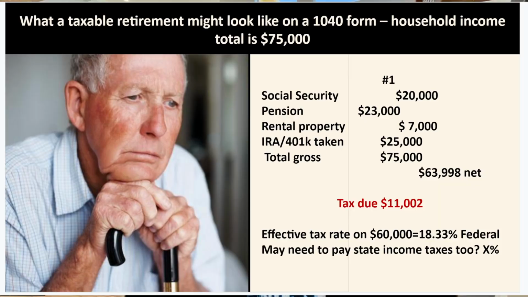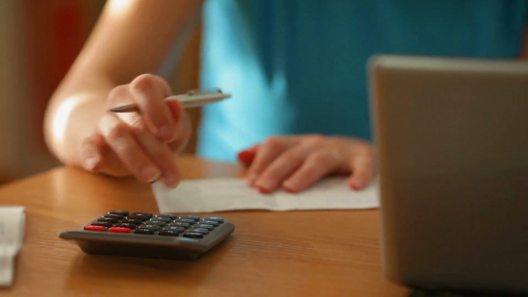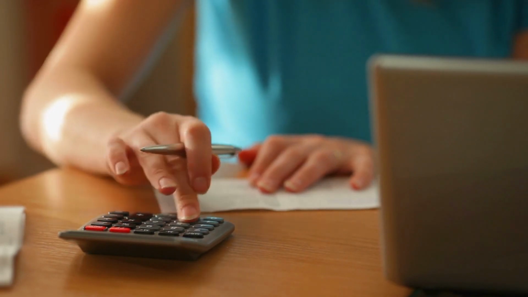You can see in this particular example, I'm going to use a retiree. So we have $20,000 coming in of Social Security. And remember, I mentioned to you earlier that if, as a single person, they have over $25,000 a year in other income, up to 85% of the Social Security is taxable.